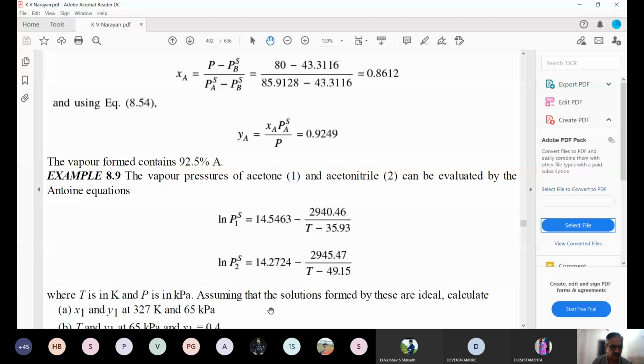समझ में आया? Yes sir. और ये problem in-sem में आ चुका है एक बार, similar problem, not exactly same, similar problem. 8.9 का similar problem आ चुका है एक बार in-sem में.